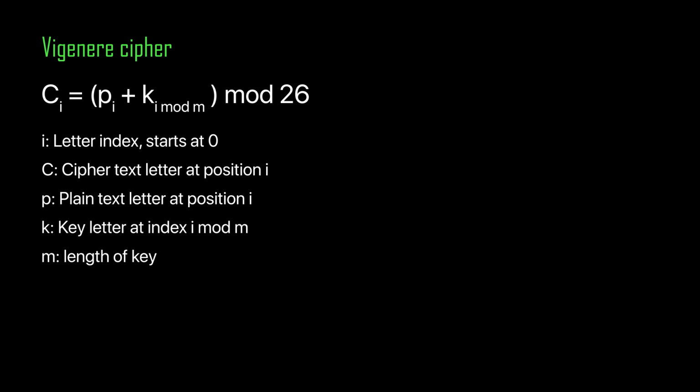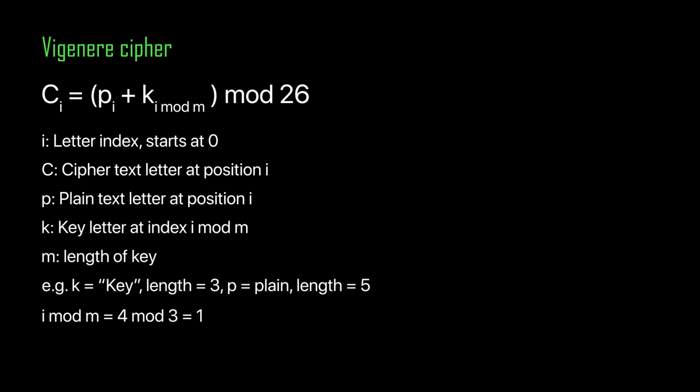Here's an example. With a key called key and plaintext plain, the key is shorter than the plaintext. So, when we finally get to encrypting the last letter N, for example, with an index of 4, this requires us to circle back. Using the modulus operator, we are going to circle back to E. So the number of shifts performed on N will be based on E's numeric value.